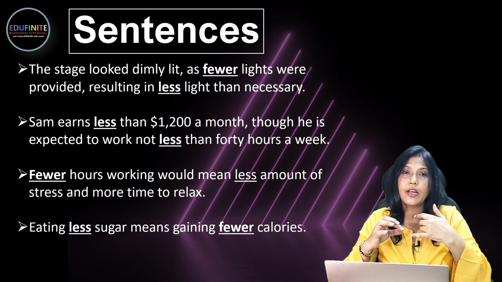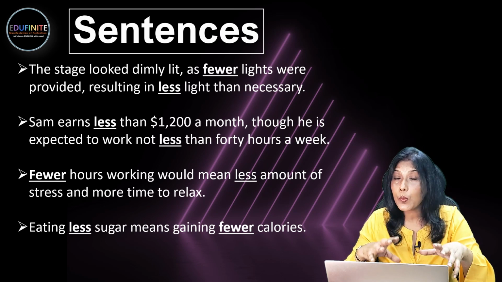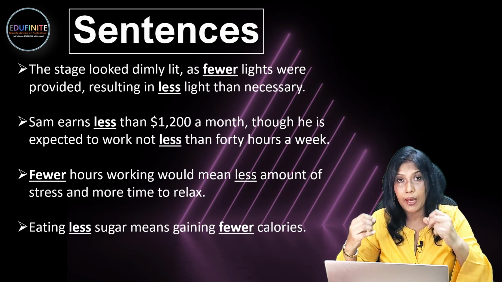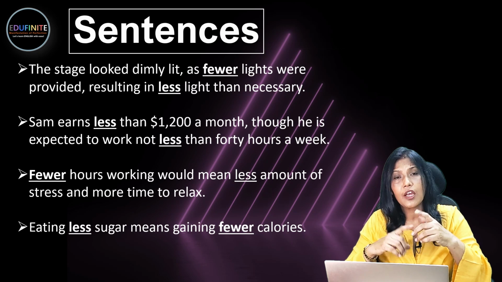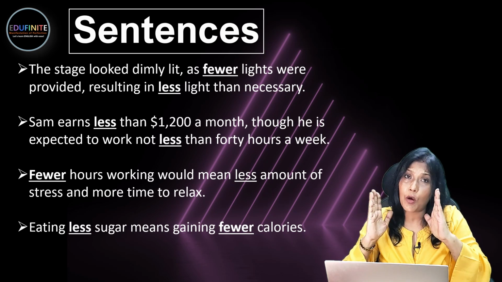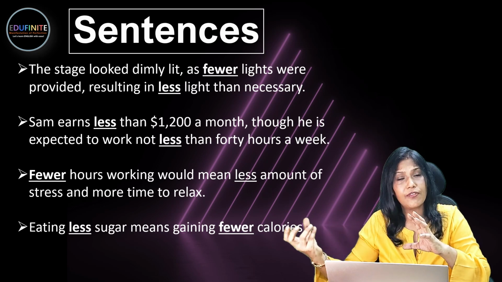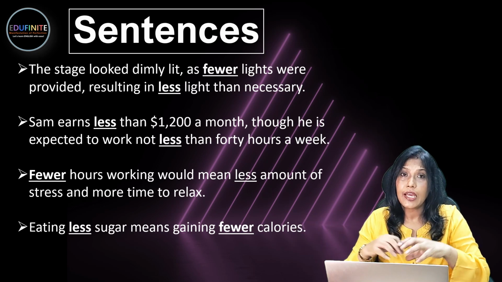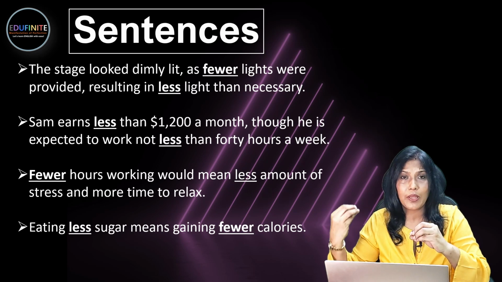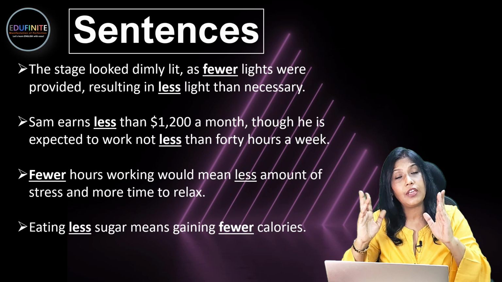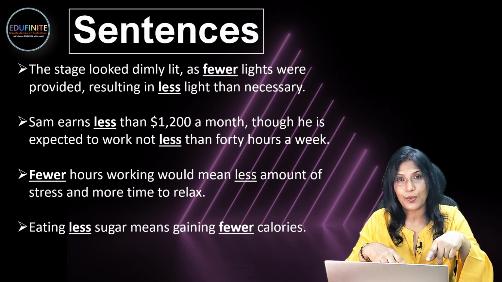The main criteria: less is associated with uncountables and fewer with countables. But the exception being time, money, measurement, where when they are considered as compact units, we use less in spite of it being plural numbers. But if they are broken down to the units, so many hours or so many minutes, in that case, we use fewer. That time it becomes plural, hence we use fewer with it.